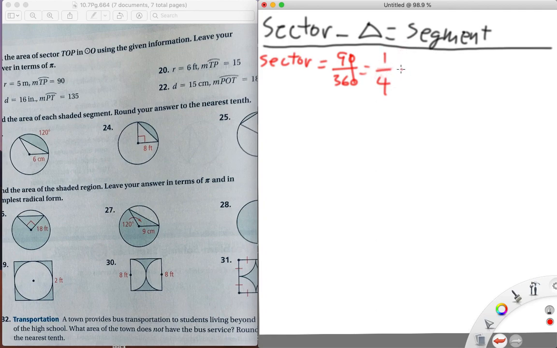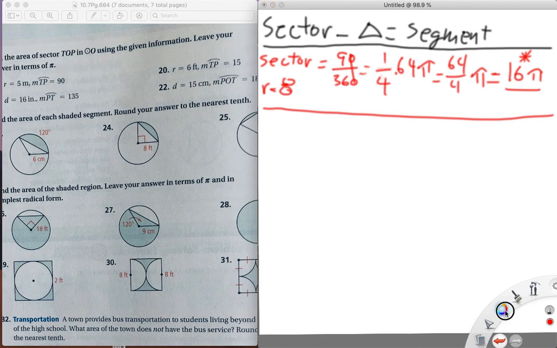Times pi r squared. Our radius is 8. So 8 squared is 64. So times 64 pi, which is going to be 64 over 4 pi. What does that give me? So it's going to be 16 pi. So that is the area of our sector, 16 pi.